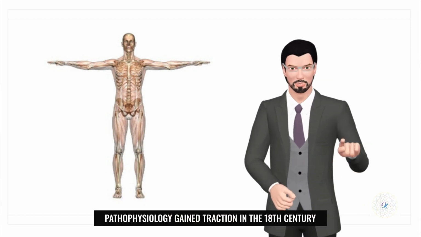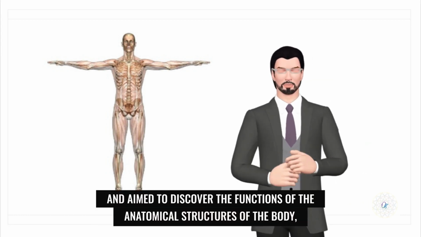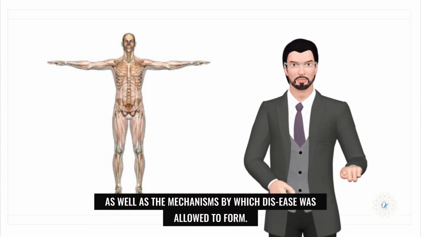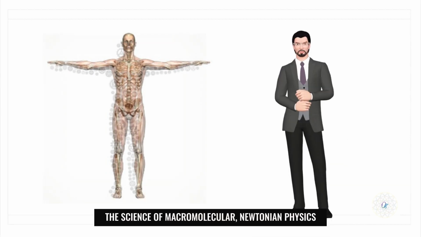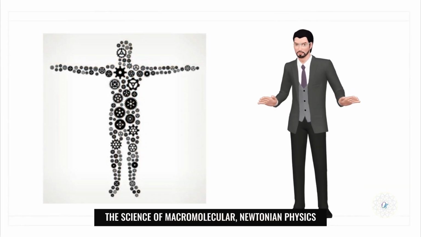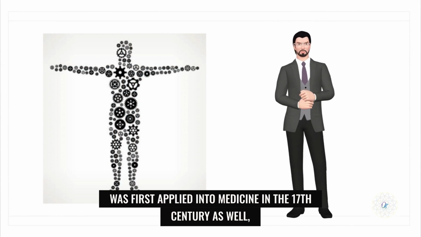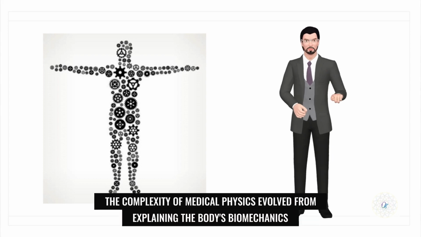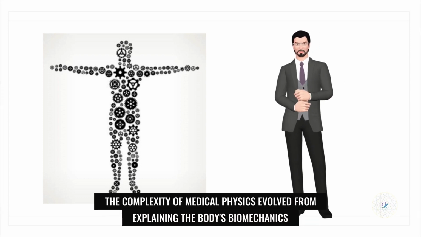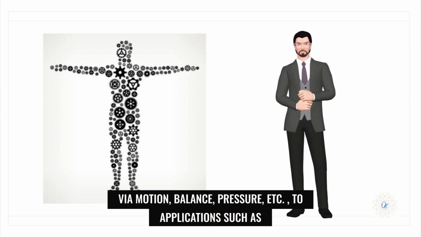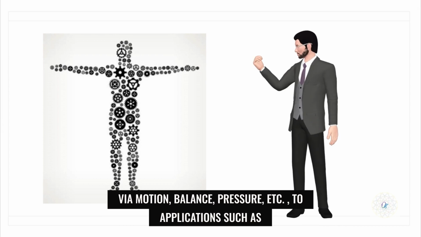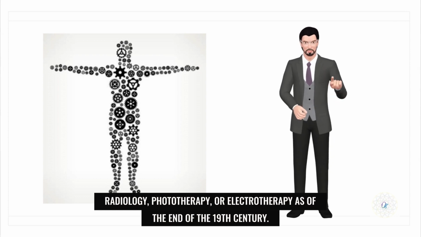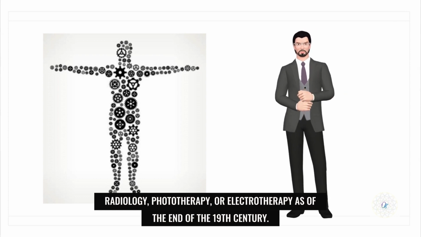Pathophysiology gained traction in the 18th century and aimed to discover the functions of the anatomical structures of the body, as well as the mechanisms by which dis-ease was allowed to form. The science of macromolecular, Newtonian physics was first applied into medicine in the 17th century as well, with simple body weight measurements. The complexity of medical physics evolved from explaining the body's biomechanics via motion, balance, pressure, etc., to applications such as radiology, phototherapy, or electrotherapy as of the end of the 19th century.